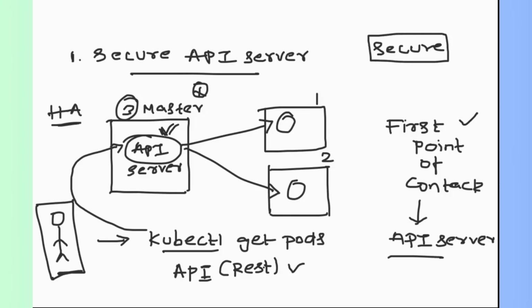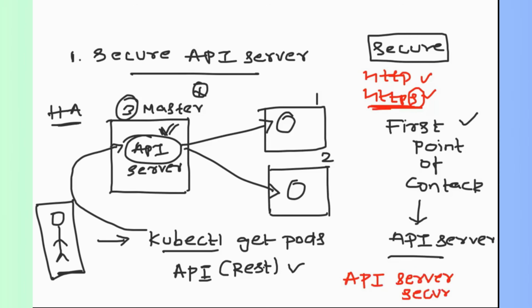Let's say you have an HTTP website and you have an HTTPS website. Which website would you choose? You will always go for HTTPS. Why will you go for HTTPS? Because HTTPS says that this website is secure. Similarly, if your Kubernetes API server is not secure, right, what can happen is your Kubernetes cluster itself can be compromised.